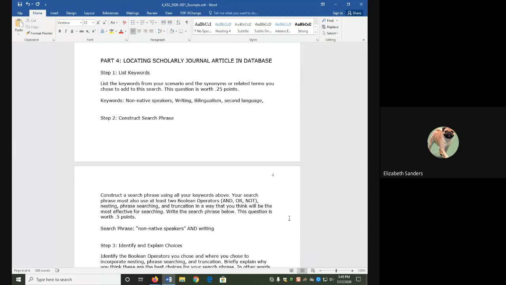Unlike the library catalog, the article databases like Academic Search Complete and Research Library ProQuest can use all of the different tools that we've been learning, so they benefit from having more complex searches.